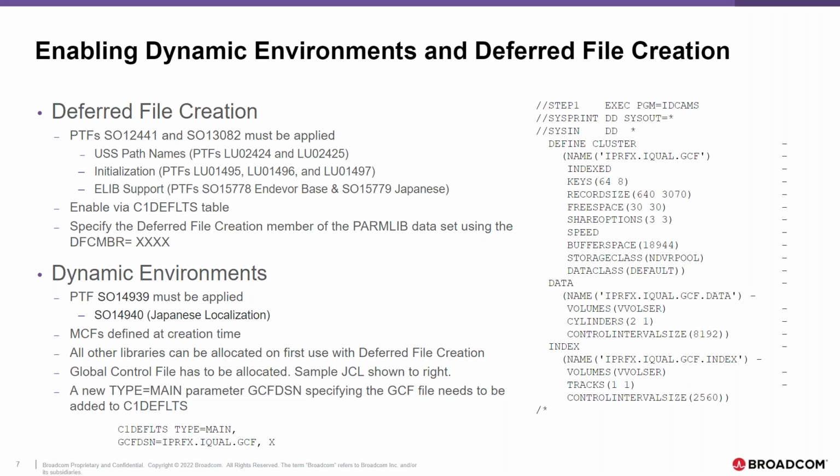There's a global control file for dynamic environments that tracks a number of different things, including the environment and, I believe, some of the ACM records. That is a one-time allocation that is done as part of the enablement. You then take the DSN for the GCF and add it to the C1 defaults in the type equals main parameter. There's some JCL on the right that shows you how to allocate the GCF. Okay, so that's the high level on how you enable this.